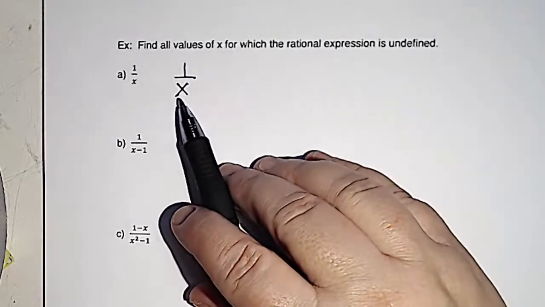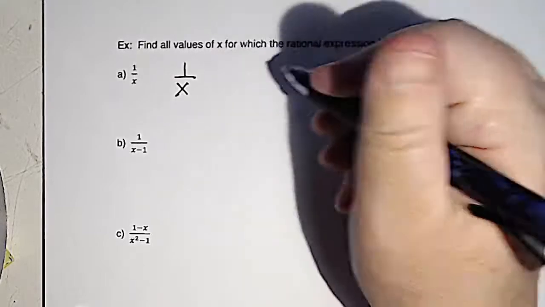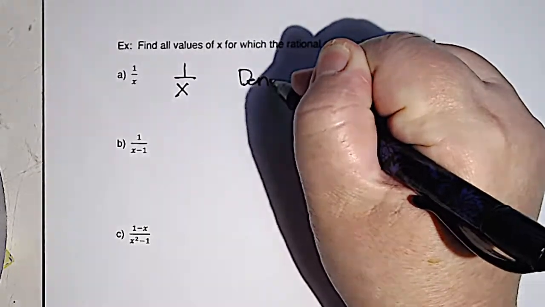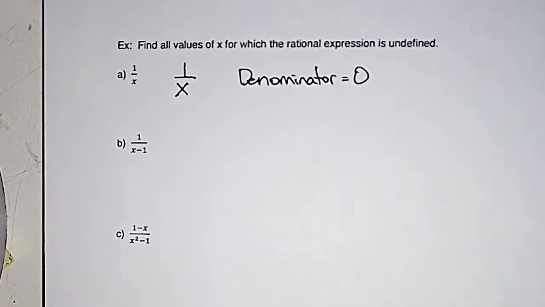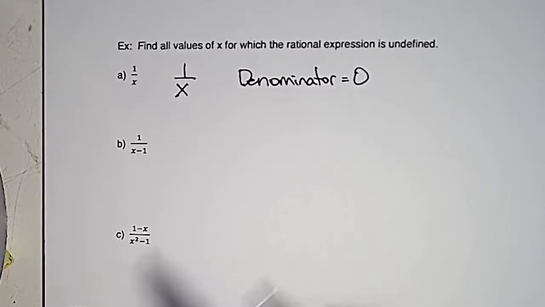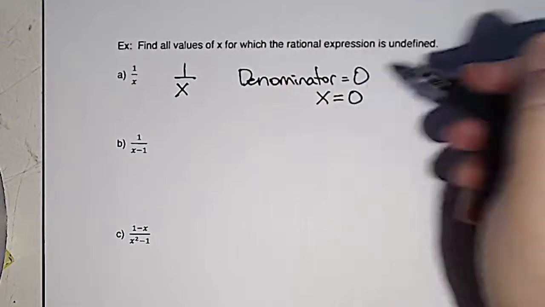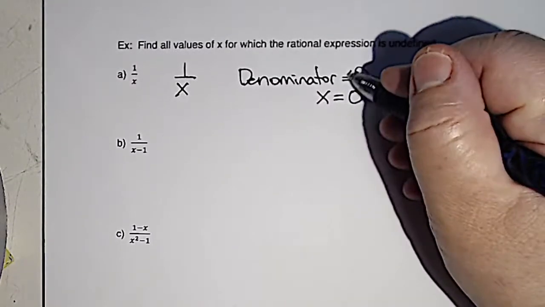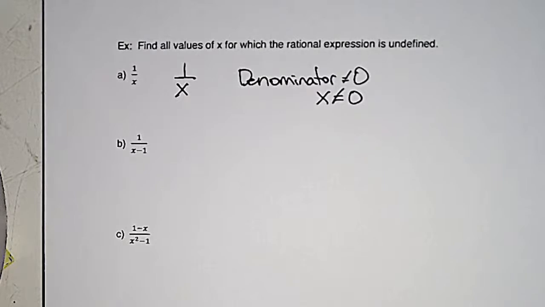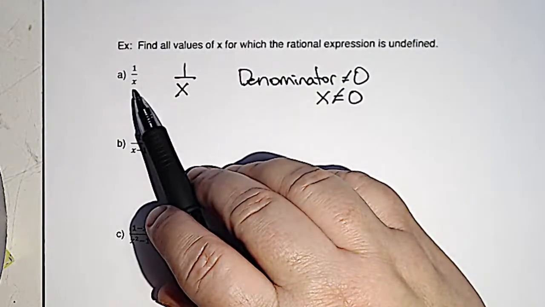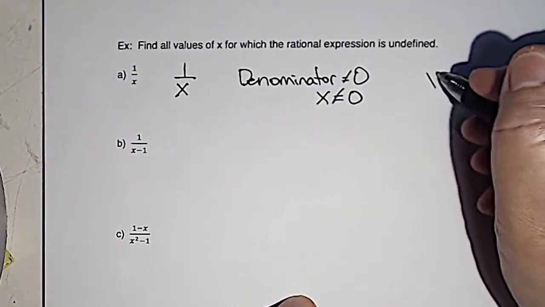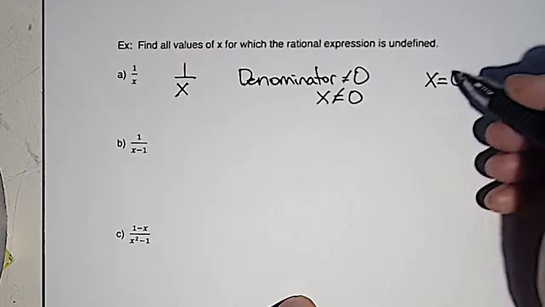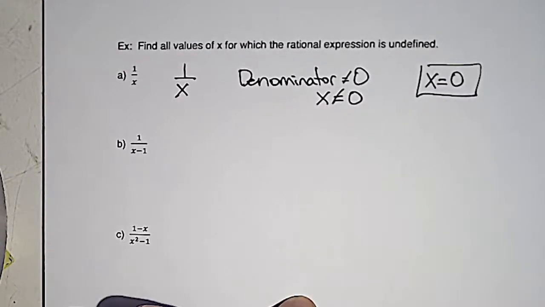I don't want to let the denominator equal 0, so I'm going to set the denominator equal to 0 to find out when it equals 0, and then I'm going to say don't do that, whatever that is. So I'm going to set x equal to 0. X equal to 0 is bad. So I'm going to say don't let x equal 0. Does that make sense? So don't let x equal 0 right here. So find all values of x for which the rational expression is undefined. It's undefined for x equals 0.